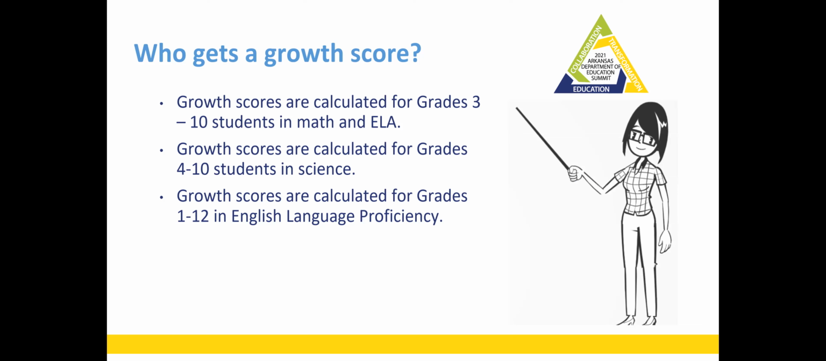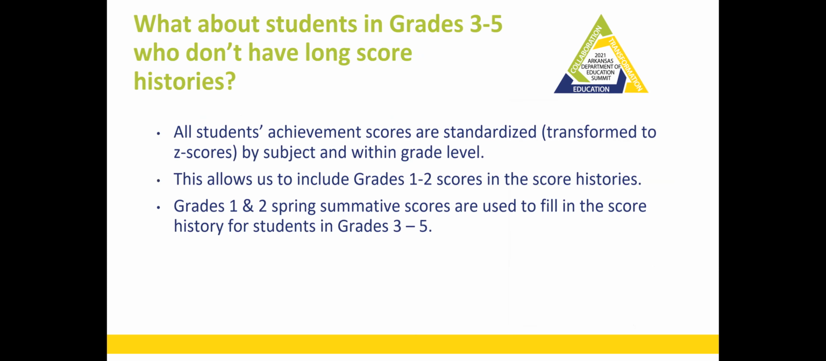Growth scores are also calculated for English language proficiency. So for students who take the ELPA 21, the English language proficiency exam, we also calculate using the same model: where have they been in their English language proficiency history, what would we expect from them based on that, and did they meet, exceed, or not meet what we expected of them. And that's done for grades 1 through 12 in English language proficiency.